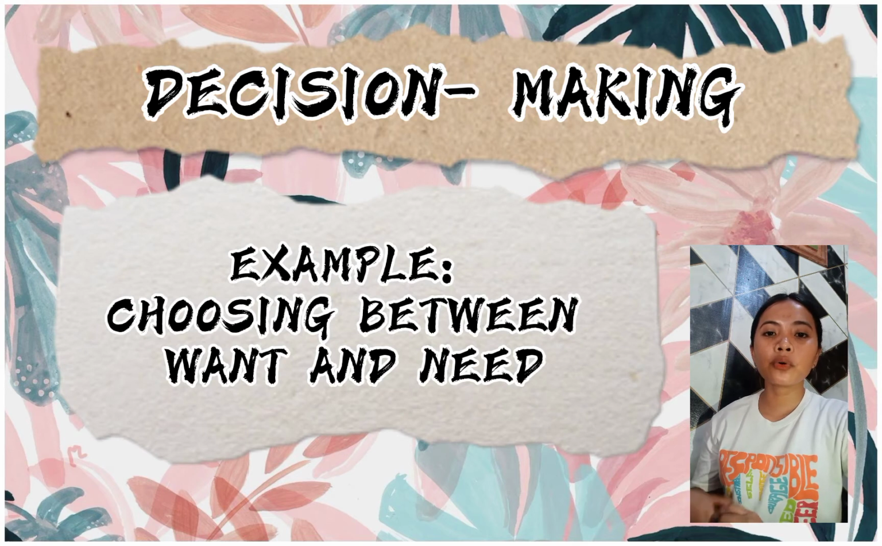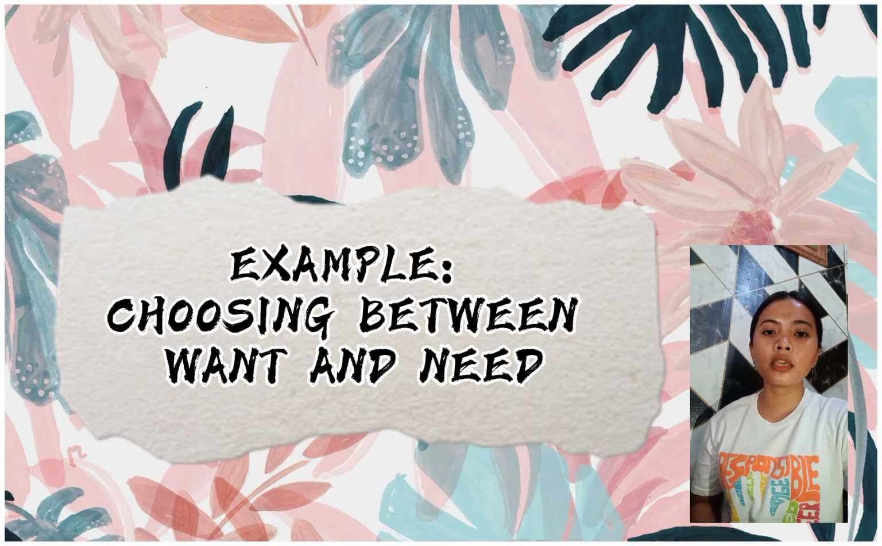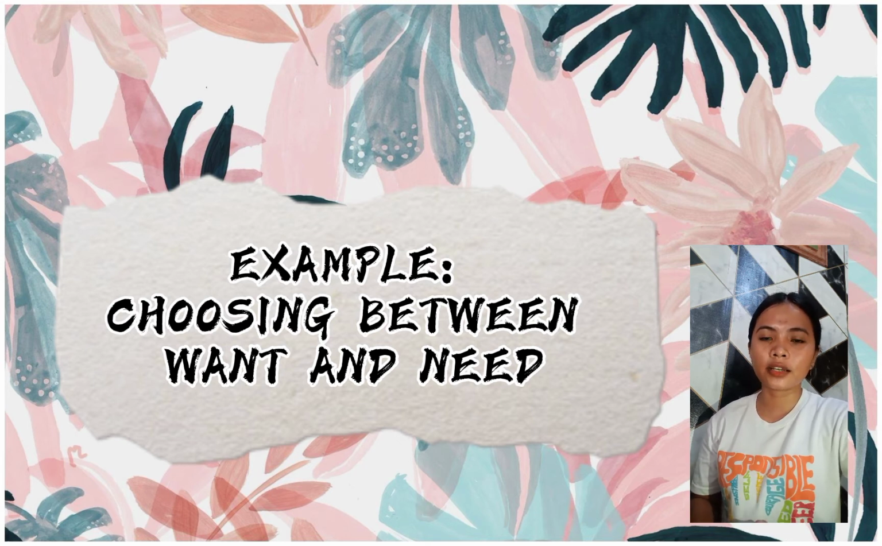For example, you are going to choose between your want and your need. So in decision making, you have a lot of things to consider between the two, because want and need are very different things. So you need to think critically about your decision, whether it is worth it, or it depends on your own criteria.